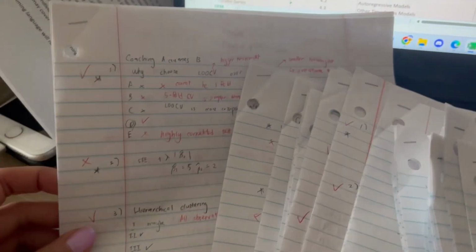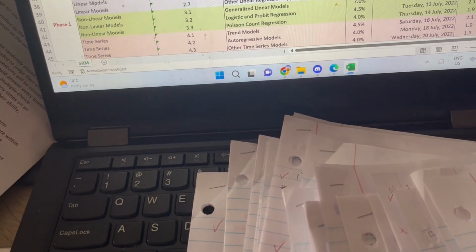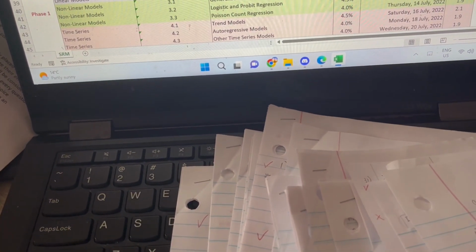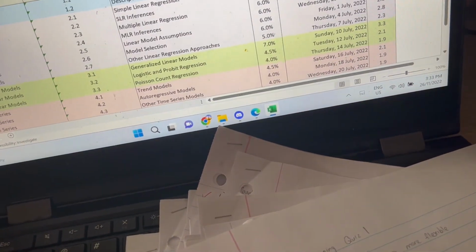This is the amount of practice exams that I did. I did 13 practice exams from the ADAPT, and I think my earn level was around 5 towards the end.